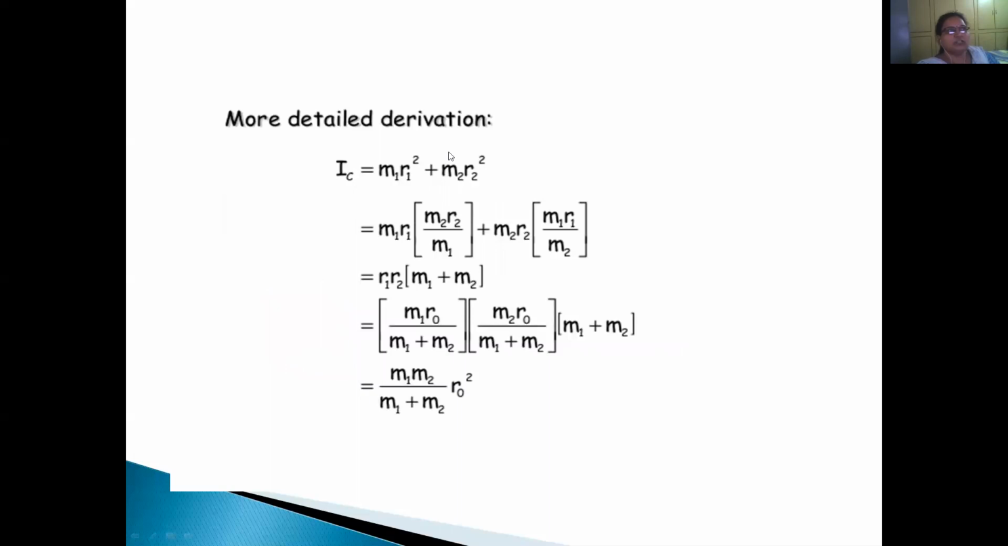Then this is the more detailed derivation, that is I is equal to M1 R1 squared plus M2 R2 squared. How are we deriving it? It is M1 R1 into M2 R2 by (M1 plus M2)... R1 R2 common, (M1 plus M2). So that is equal to M1 R0 by (M1 plus M2), times M2 R0 by (M1 plus M2), times (M1 plus M2). That is equal to M1 M2 by (M1 plus M2) times R0 squared. So we have derived I, the moment of inertia.